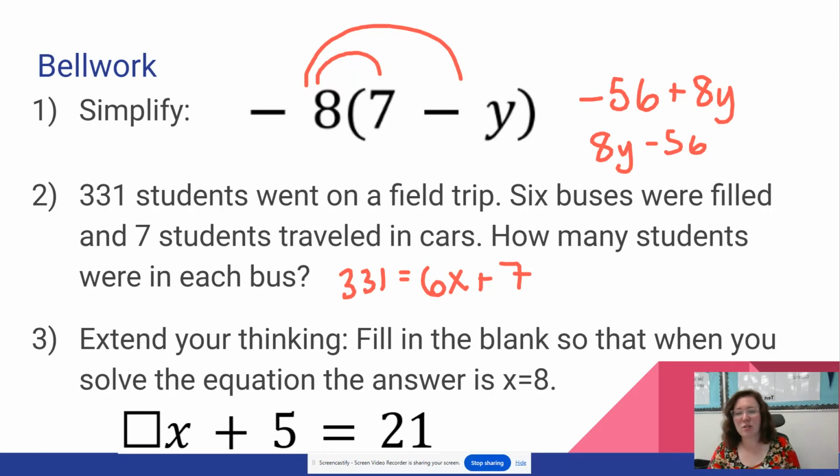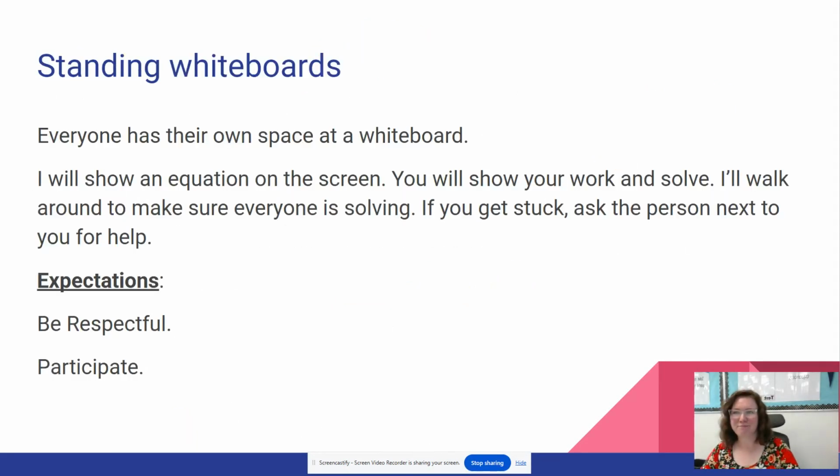The last one, extend your thinking. Fill in the blank so that when you solve the equation, the answer is x equals 8. Well, a shortcut we can do is just right now change this to be 8. And then it's just solving. Subtract 5 on both sides. That's 21, 20, 19, 18, 17, 16. And then divide by 8. 16 divided by 8 is 2. So we now know that a 2 has to go right here. So it's almost like switching what we're looking for.